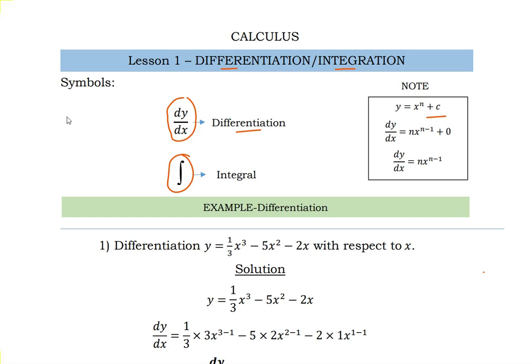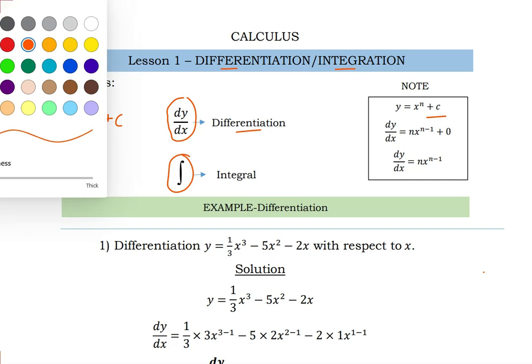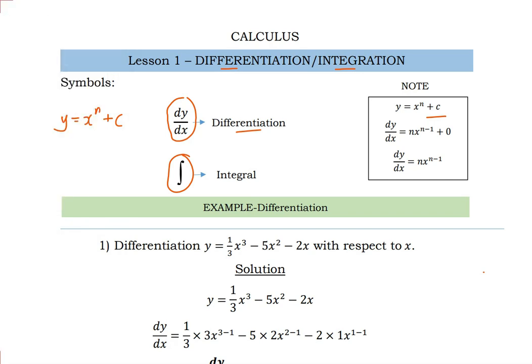Let's say you've been given an equation y is equal to x power n plus c, which is this one. Okay, and they say differentiate. Please note that this part right here is a constant. A constant is a number without a letter. It may be 1, 2, 4, any number. C stands for constant, while x is a variable and y is the variable.